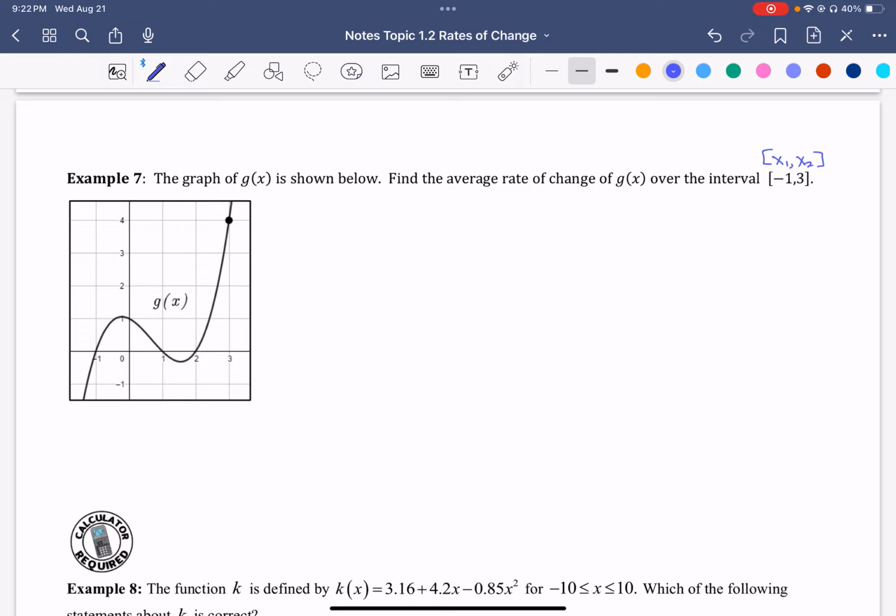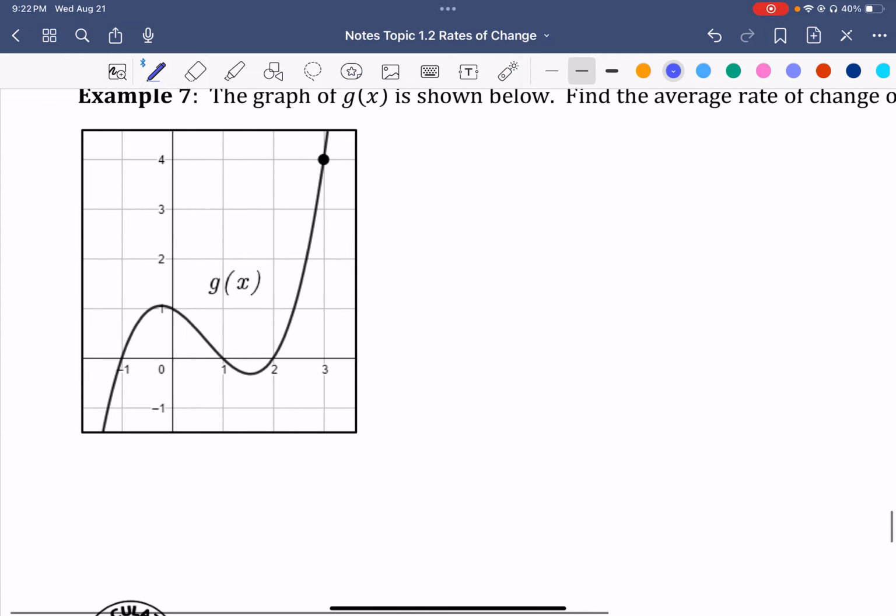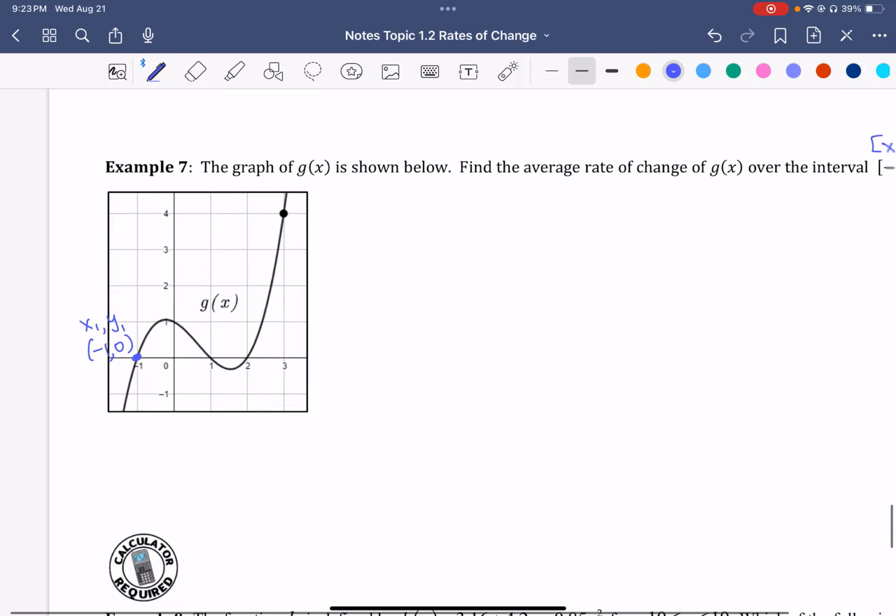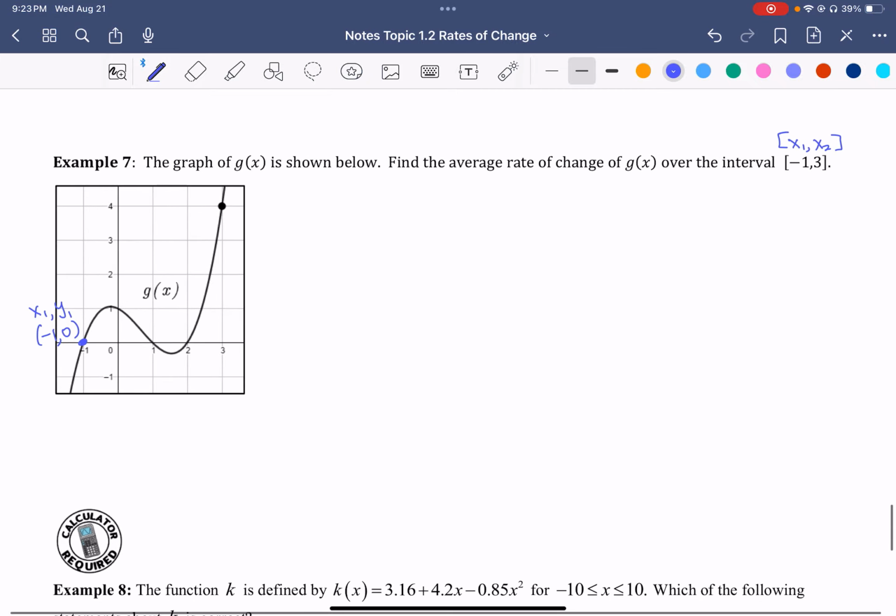So since my first x value is -1, I'm going to find x equals -1, and I see I have a coordinate point at 0. So I'm going to label this point x1, y1. My next x value is 3, so I go to x equals 3, and I see I have a y value at 4. So that's going to be my x sub 2, y sub 2.